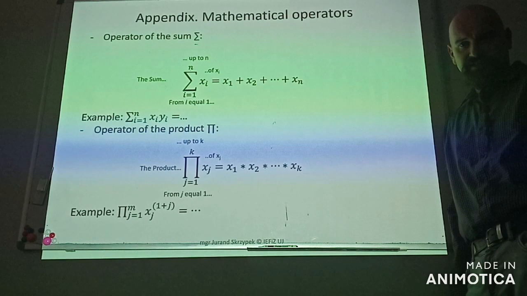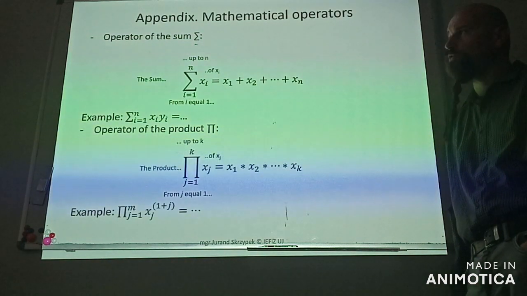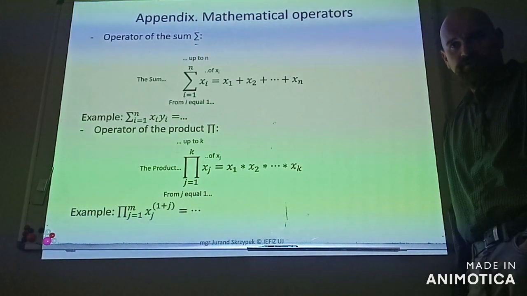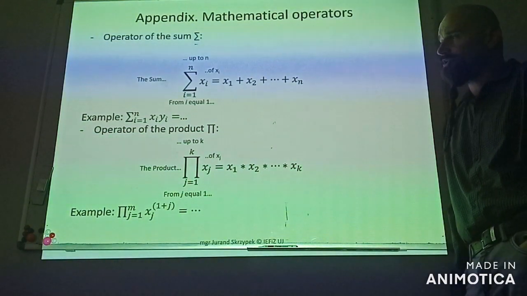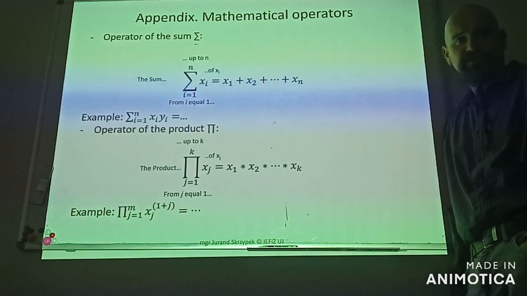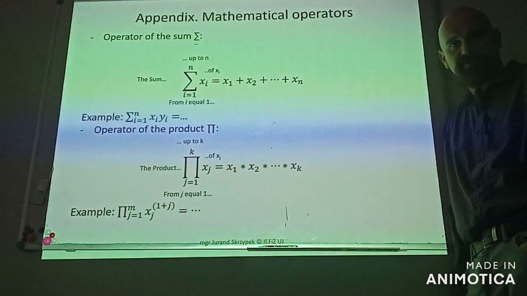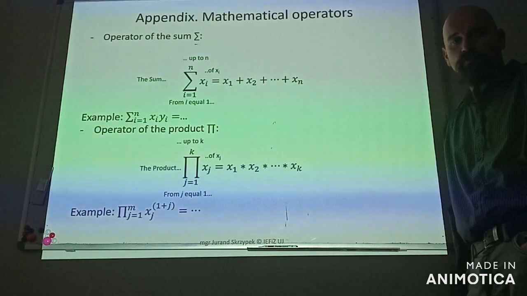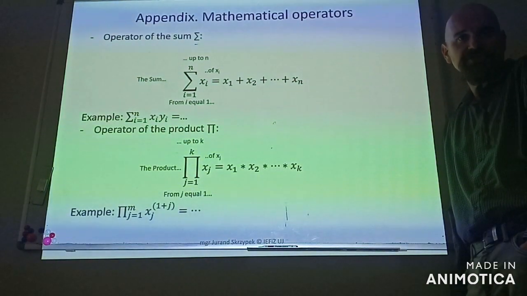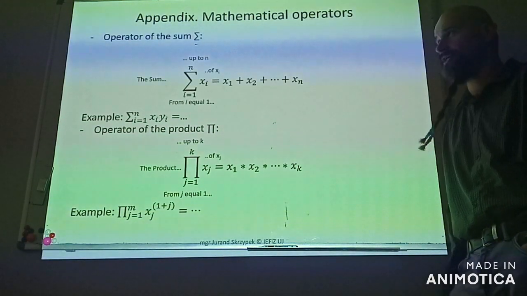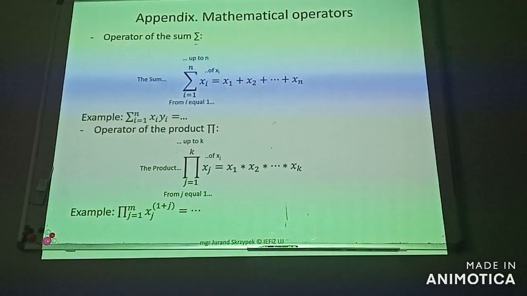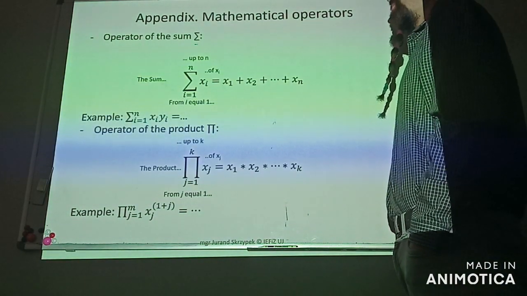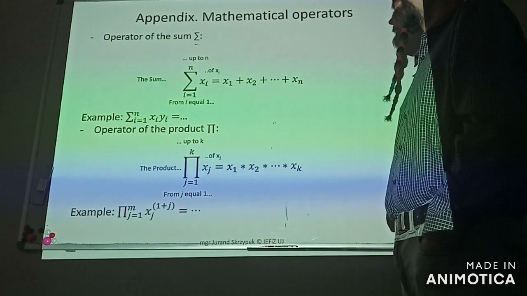Every beginner statistician should know how to use operator of the sum and operator of the product. Operator of the sum and operator of the product are used in statistical series. So when we make some computations, we often use operator of the sum and operator of the product. So how to read the operator of the sum and operator of the product?